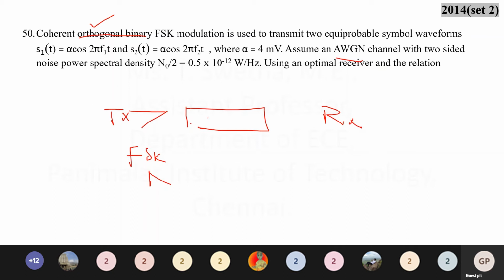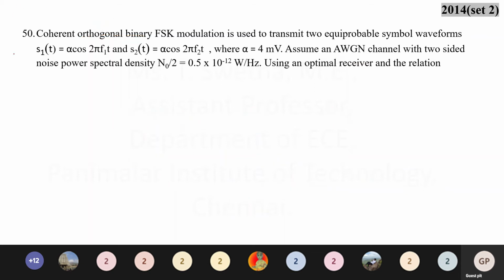So as you can see, which is an orthogonal property, integration of two signals S1 of t and S2 of t should equal 0 over the time limit 0 to TB. Keep that point in mind. Okay, so I'll read out the question once again.